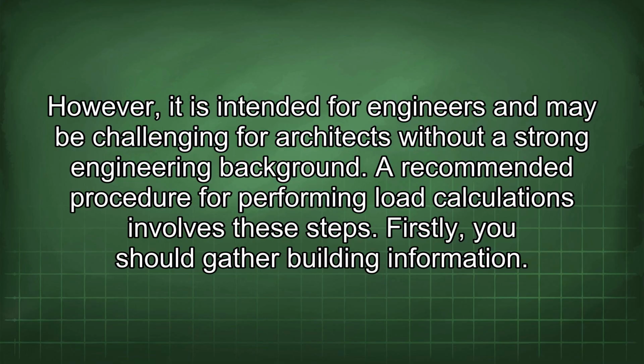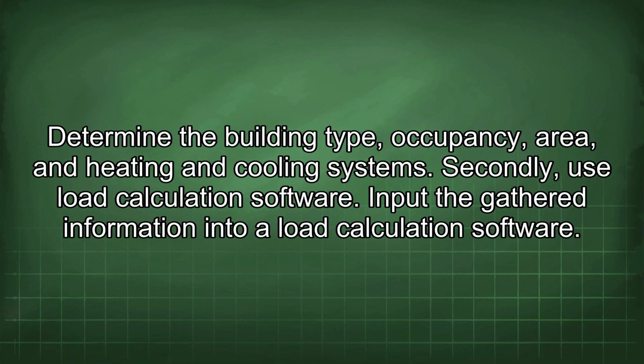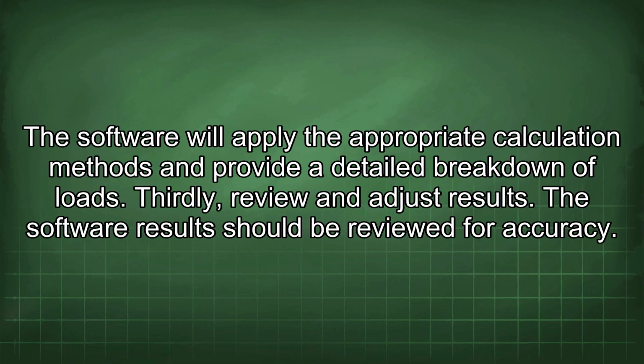A recommended procedure for performing load calculations involves these steps. Firstly, you should gather building information. Determine the building type, occupancy, area, and heating and cooling systems. Secondly, use load calculation software. Input the gathered information into a load calculation software. The software will apply the appropriate calculation methods and provide a detailed breakdown of loads.